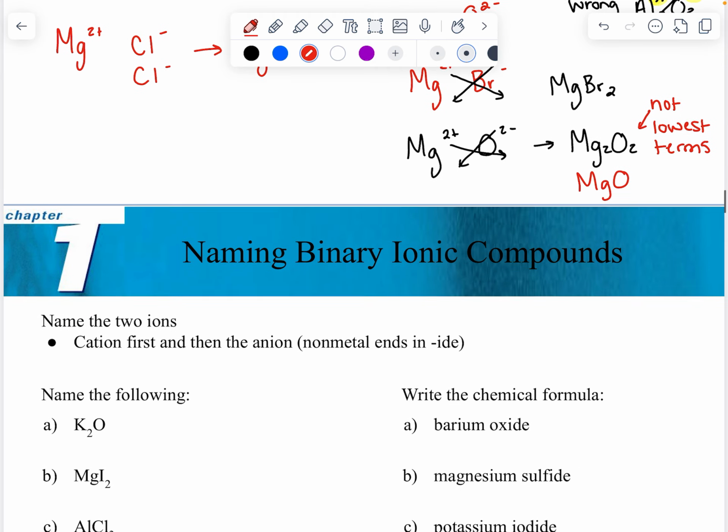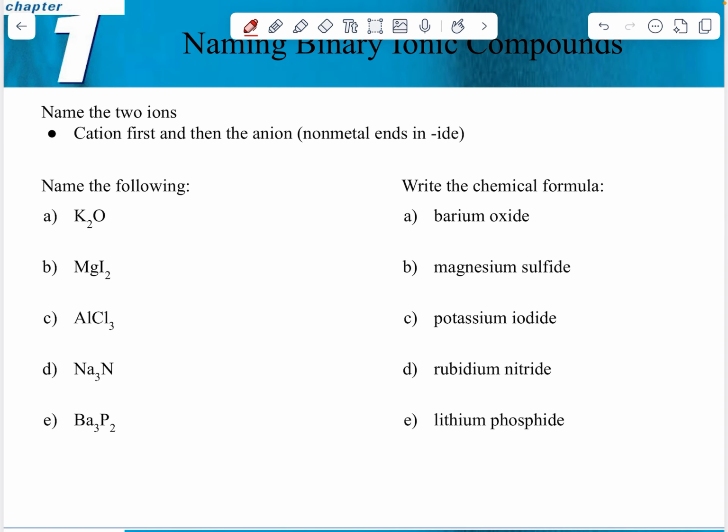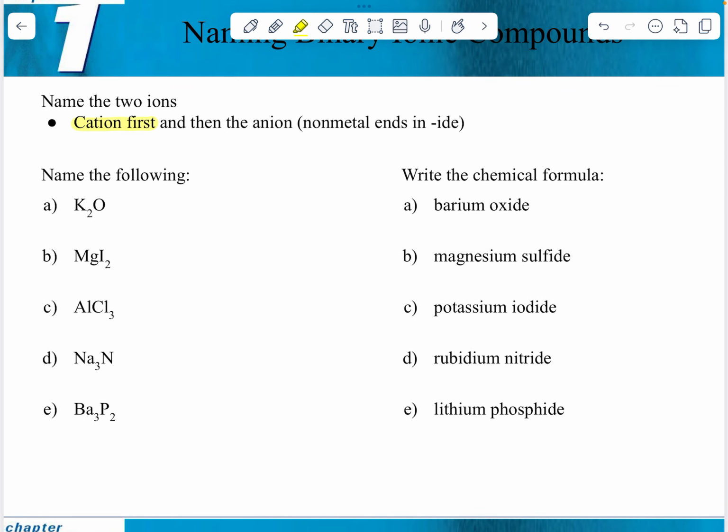Okay, so let's talk about naming. Ionic compounds have a couple different types, and so we're going to start with binary, which just means there's nothing special about the metal and the non-metal in these. So for the naming, you put the cation first, and then the anion or the non-metal will end in "ide." So for example, K is potassium, so I'm going to write down the name of potassium, and oxygen would be oxide, so that it's ending in ide.